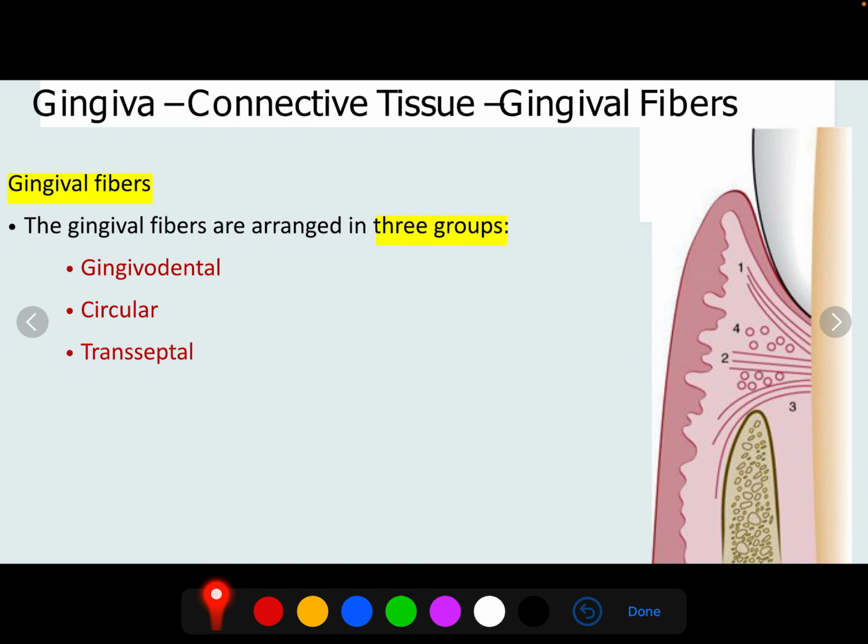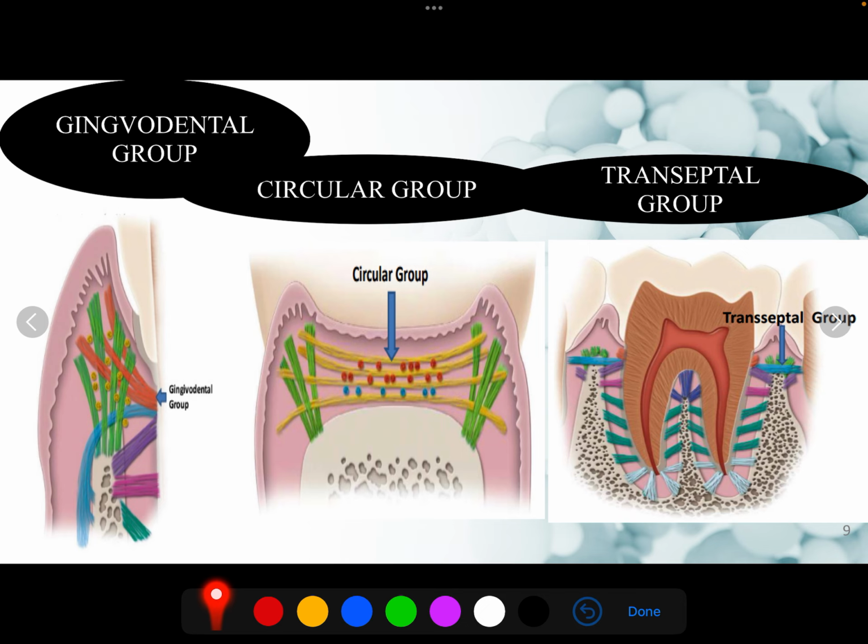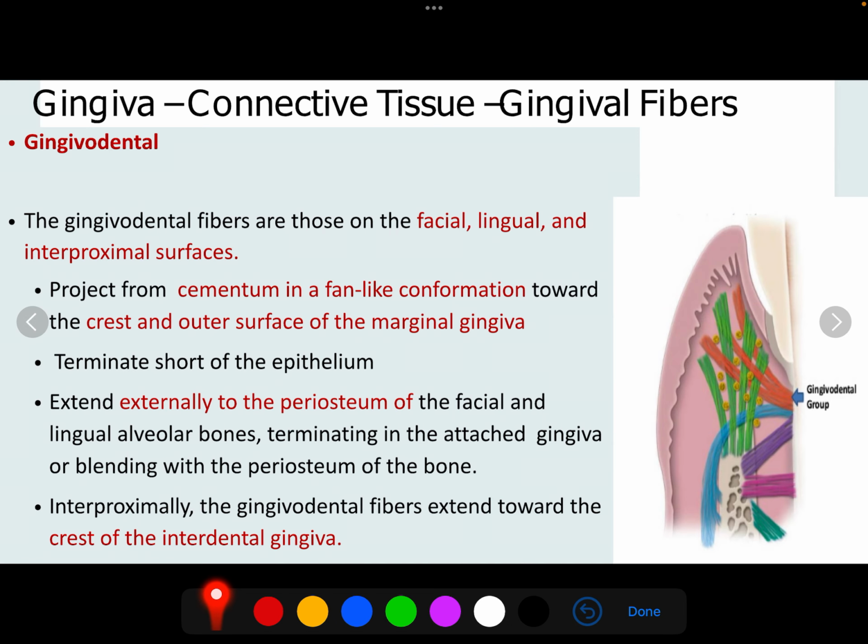There are three types of gingival fibers: gingivodental, circular fibers and transseptal fibers. These are the various types we will see in detail. The gingivodental type is found on the facial, lingual and interproximal surfaces. It arises from the cementum and fans out in all directions: facial, lingual, palatal or interdental region. It extends towards the crest and the outer surface of the marginal gingiva, and it terminates just short of the epithelium.